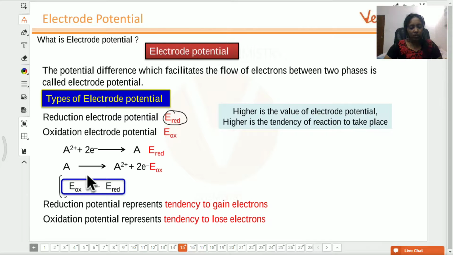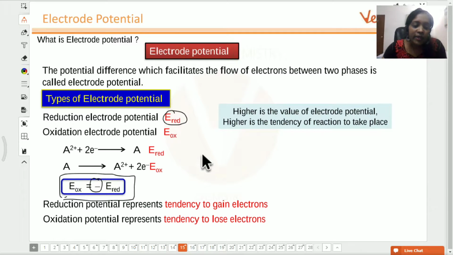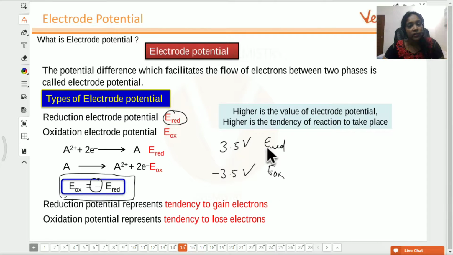Very, very important is what is mentioned in this box here: E ox is equal to minus E red. The electrode potential values, whether for oxidation or reduction, are always going to be equal and opposite in sign. Very important. The values will be the same, but the signs will be different. I'll give you an example. Suppose the E red for a particular reaction is 3.5 volts. What do you think is going to be the E ox? Minus 3.5 volts. That's all there is to it.